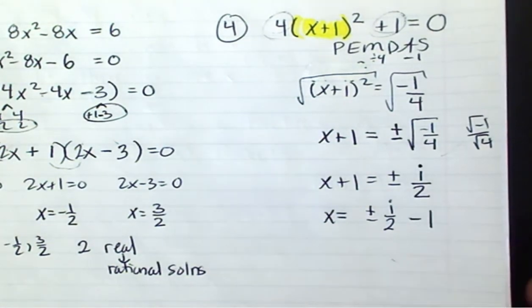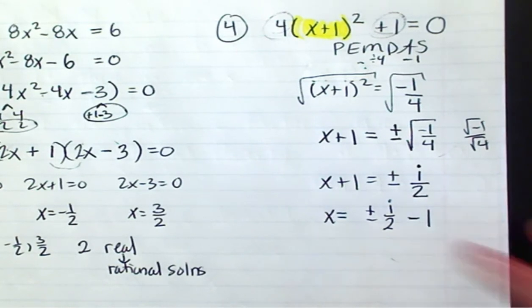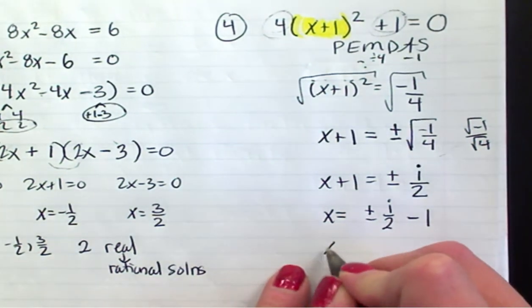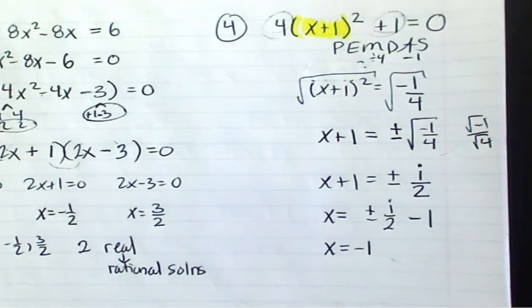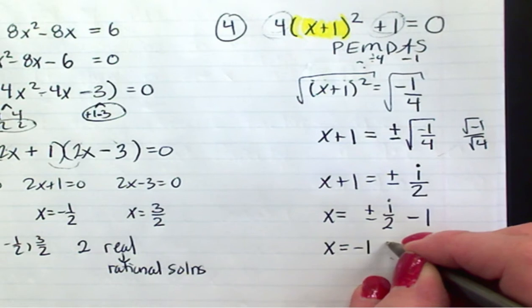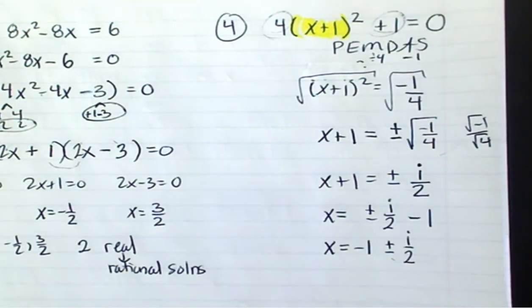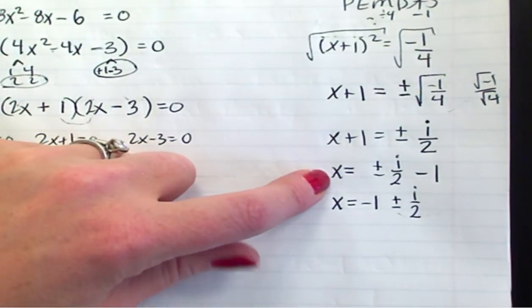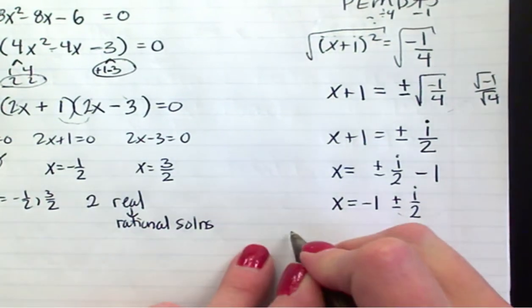Are these things like terms? No, means you can't actually add them together. It's imaginary. How should I write imaginary numbers? In standard form. So I'm going to put my negative 1 first. I'm going to leave my plus or minus here. Okay. That's it. That's the answer. Is it wrong to write it like this? No, but I see the i, so I'm going to write it with the real part and then the imaginary part.